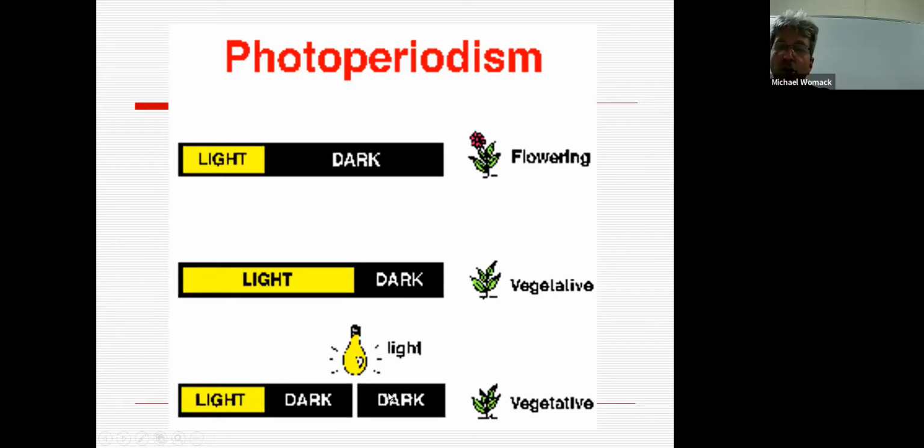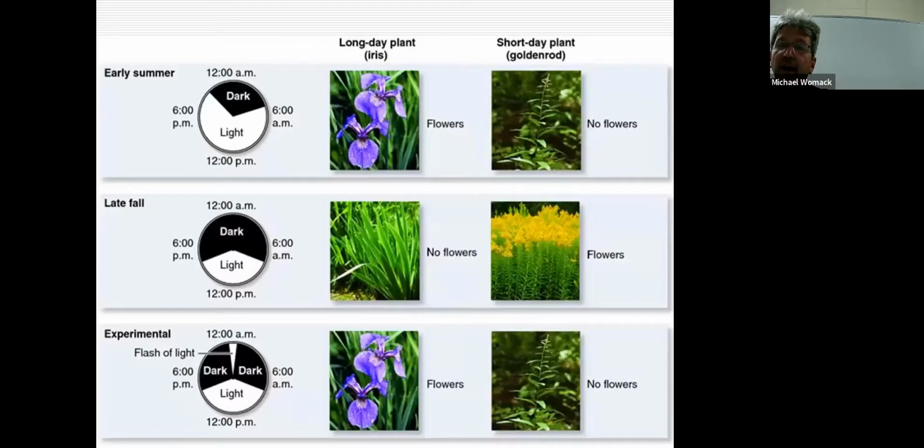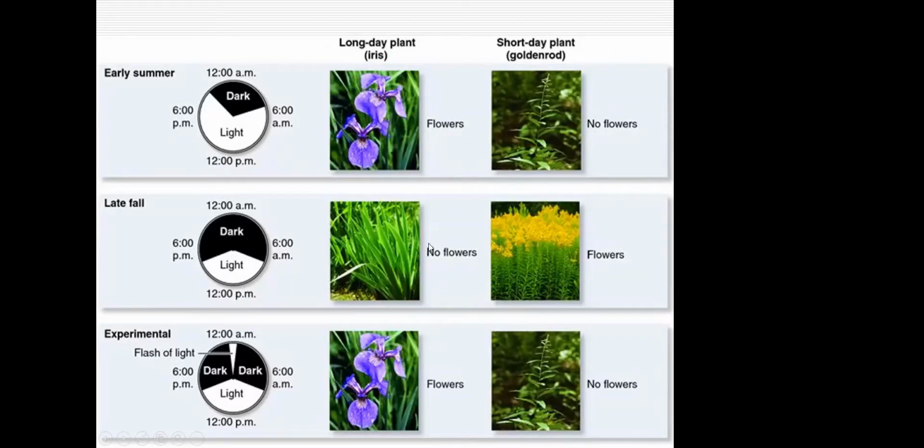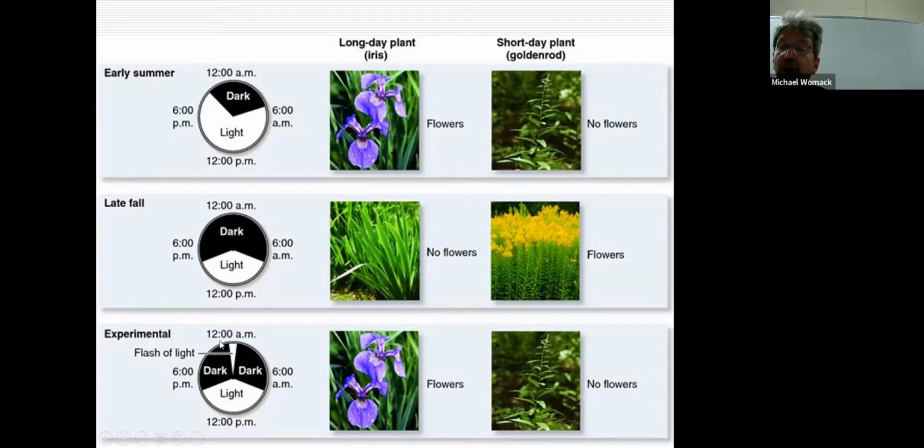Okay, I'm going to show you some examples of long day versus short day plants here. Irises are going to be a long day plant. They bloom in the summer down here, but in the winter, as they move into the late fall, they're not going to have flowers. But you can break that night up with short periods and get flowers.